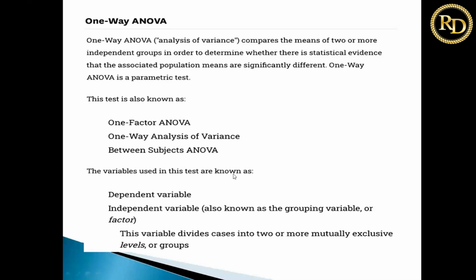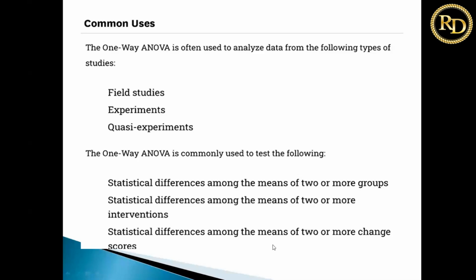The variables, we know, are one continuous variable, that is the dependent variable, and the independent variables are the grouping variables, which are categorical variables. This variable divides cases into two or more mutually exclusive groups. These are some common uses of one-way ANOVA: field experiments, field studies, laboratory experiments, post experiments, and so many other fields where we apply this ANOVA.